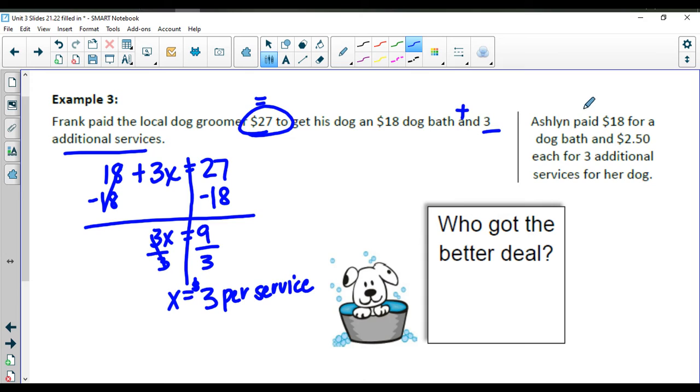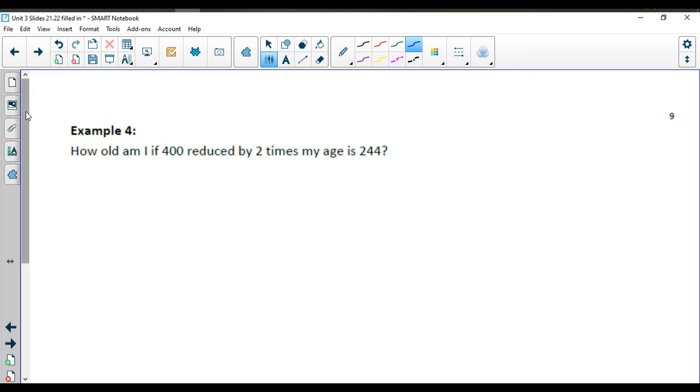And it looks like there's a follow-up question here. Ashlyn paid $18 for a dog bath. Okay, so that was the same, and $2.50 each for 3 additional services for her dog. So who got the better deal? In other words, who paid less for the additional services? I'm going to have you go ahead and answer that one. Was it Frank or Ashlyn? Well, since Frank paid $3 per service, Ashlyn got the better deal because she was only paying $2.50 per service.